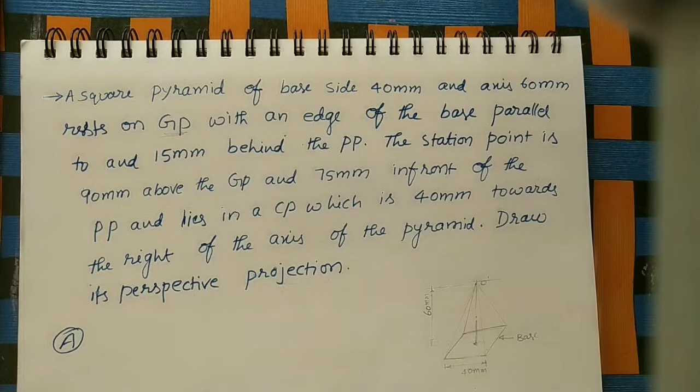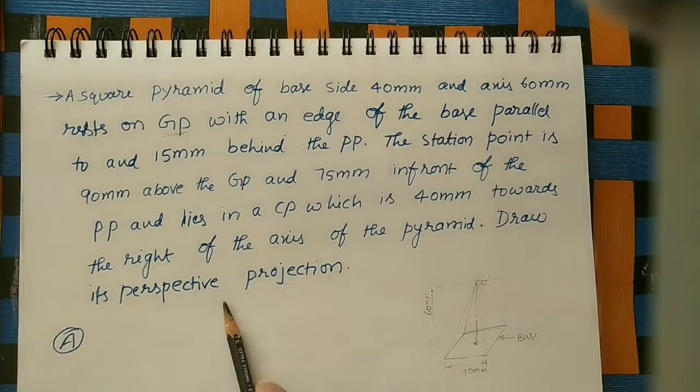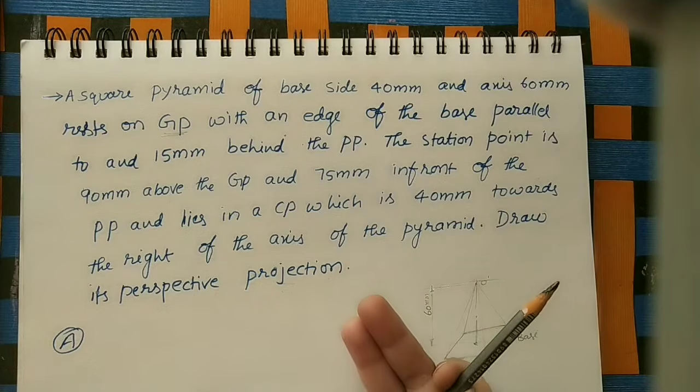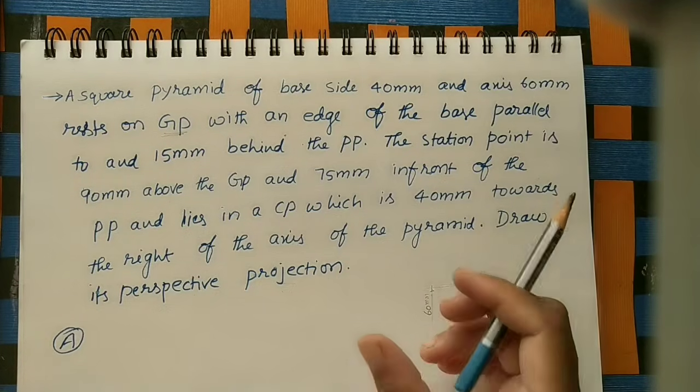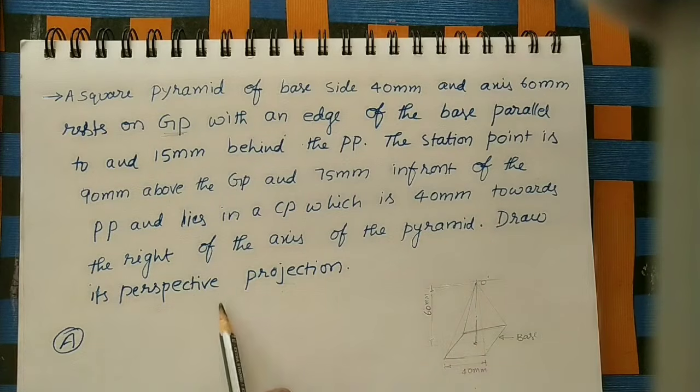In today's class, we will discuss how to draw the perspective projection or perspective view of the given solid. Here perspective view means it is a three-dimensional view. Whatever object we are seeing from any one particular direction, how the object is looking in the 3D view, that view is called perspective view.